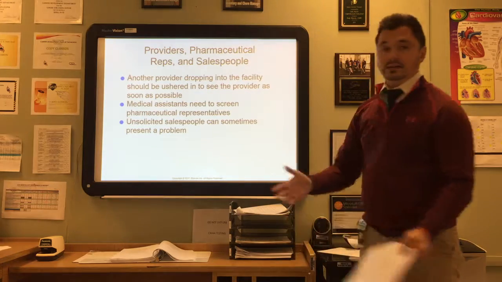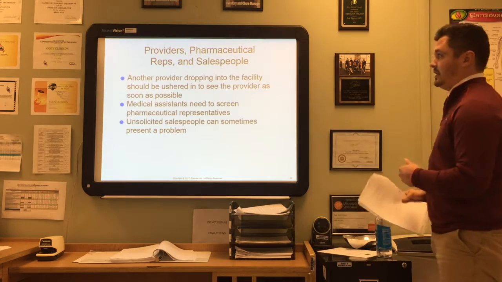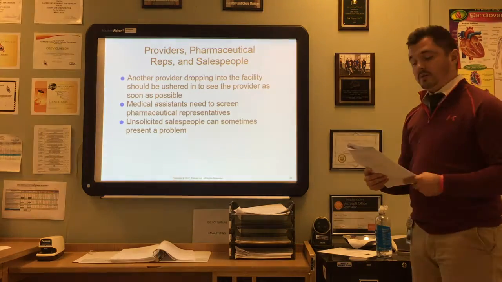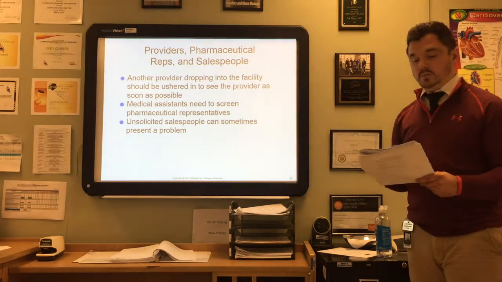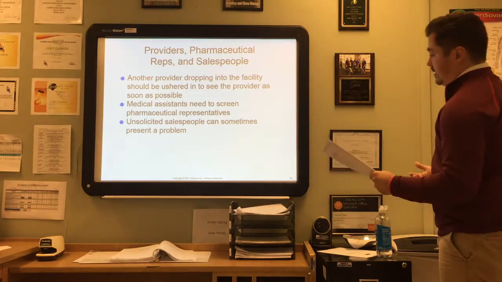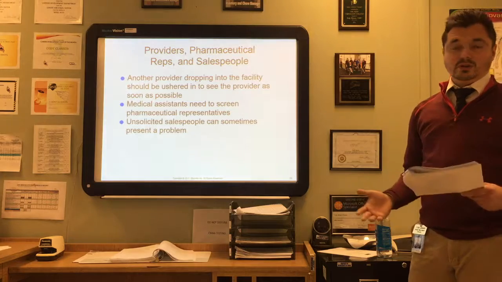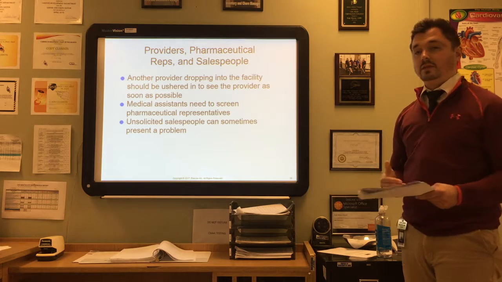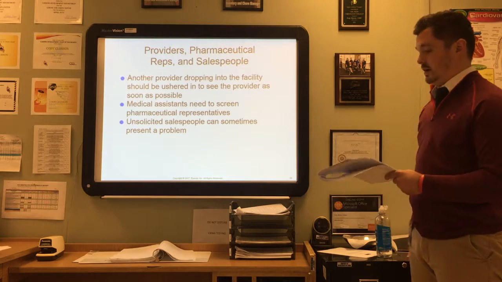And this is where we're going to end today, guys. This is on this slide here. And that's providers, pharmaceutical reps, and salespeople. So another provider dropping into the facility should be ushered in to see the provider as soon as possible. That's just professional courtesy. Get them away from the patients, get them in a private room, and then have them meet with the provider as soon as possible.